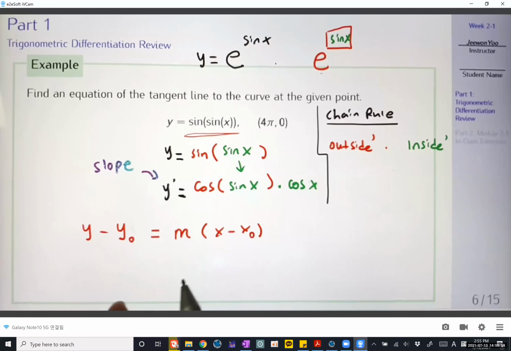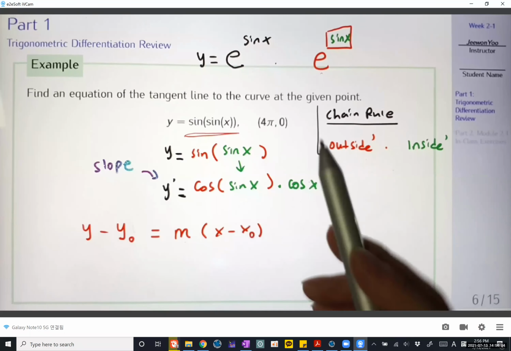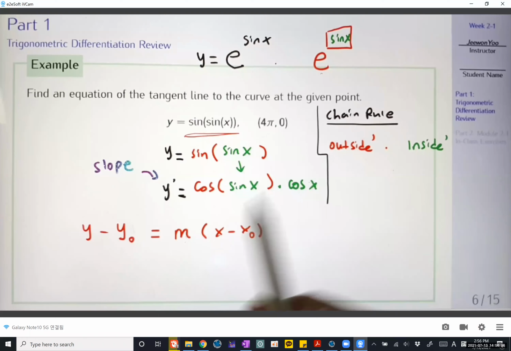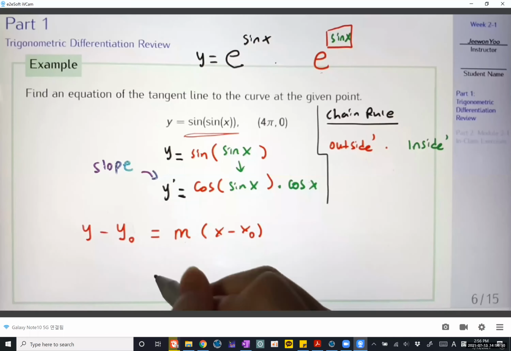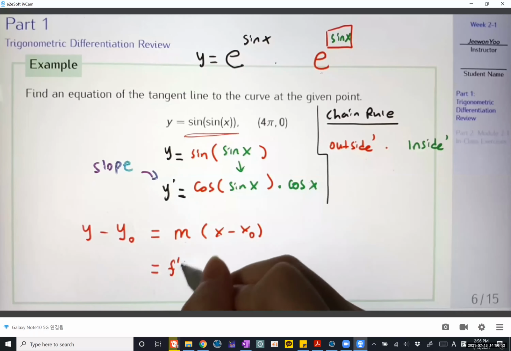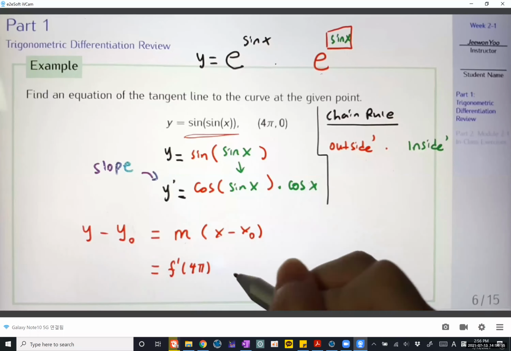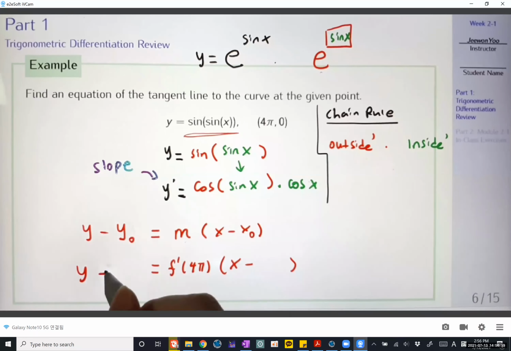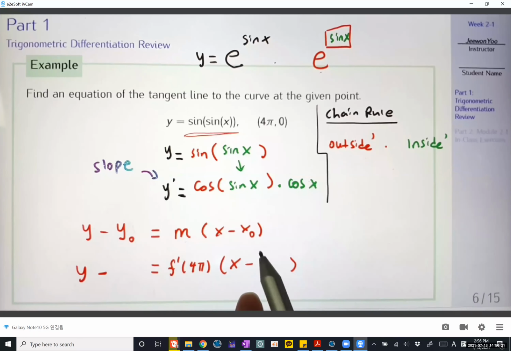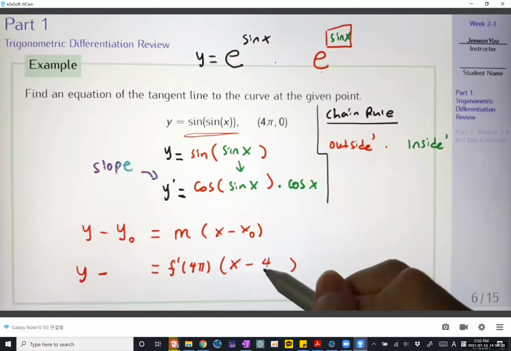In this case, we know the derivative, y prime, right? This m is called the slope at x naught, which means the slope at 4 pi. So if I rewrite this, it's f prime of 4 pi times x minus x naught, and then y minus y naught. Let me tell you something. X naught is 4 pi, right? So let's put 4 pi here.